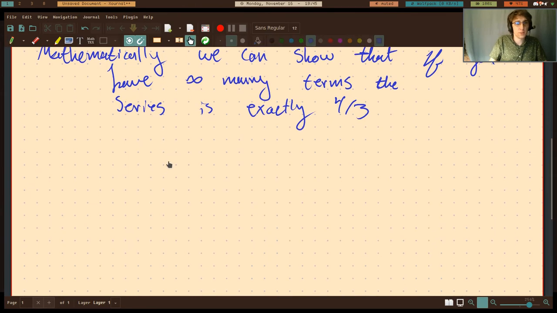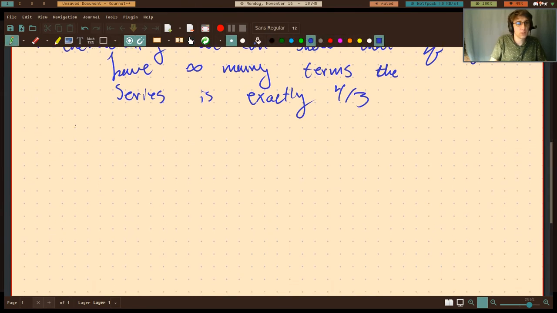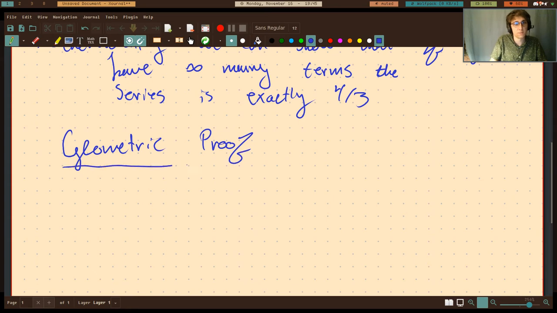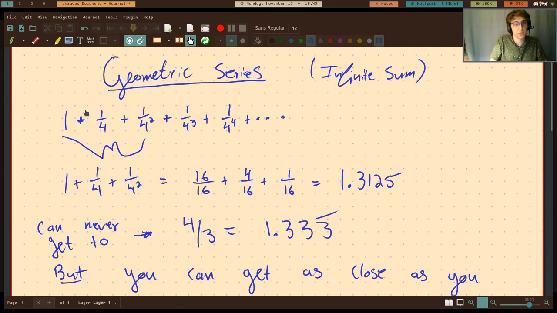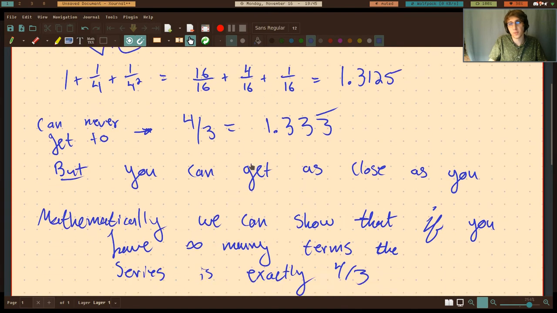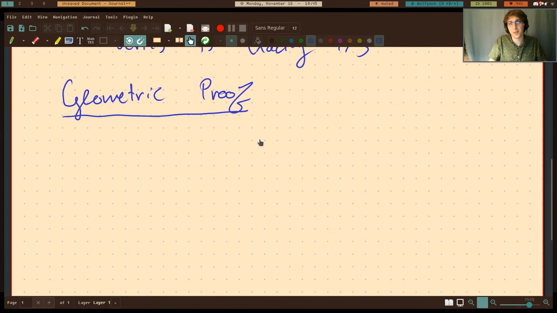The way we're going to do that first is we're going to show a geometric proof. I'm going to prove it to you geometrically. There's a really cool way to show that this infinite sum, this geometric series, is equal to 4/3. And this is where the geometric part of the name comes from. And if it isn't, then I don't know where else it could come from.